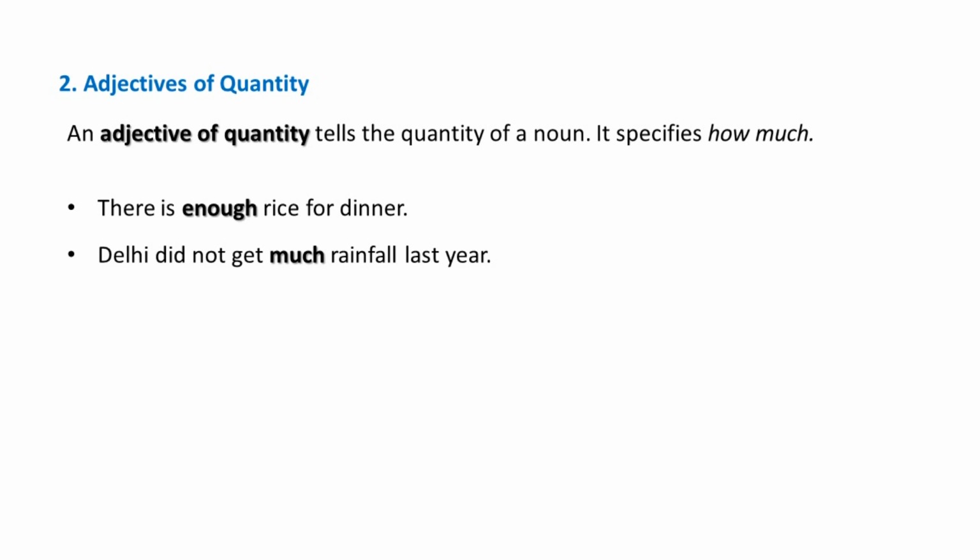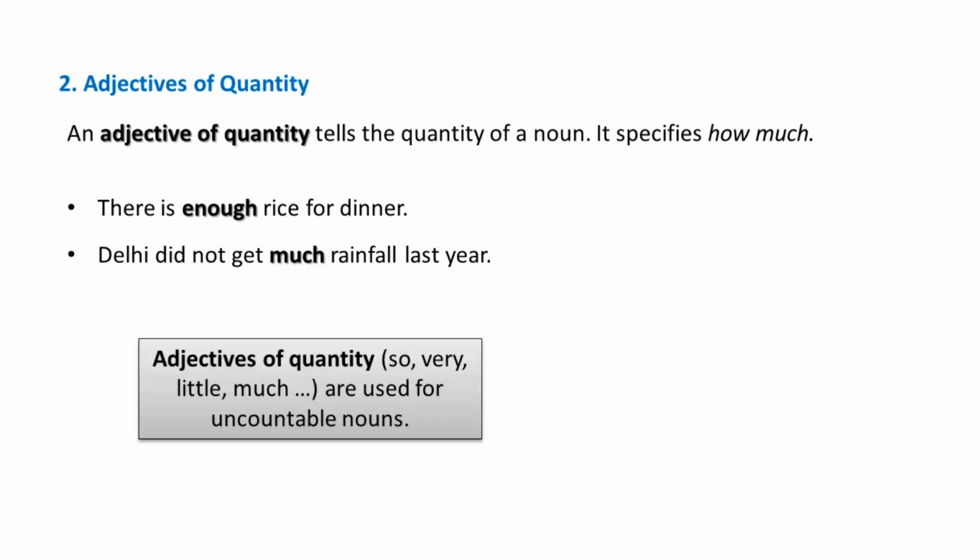One thing that you must always keep in your mind with regard to adjectives of quantity is that adjectives of quantity are used for uncountable nouns. Let us analyze these examples. There is enough rice for dinner. The adjective of quantity enough is used before the noun rice to describe it, and it is telling how much rice is there. Enough rice. You know that rice, we cannot count, we can only measure it. In the second example also, you cannot count the rainfall, you can only measure it. How much rainfall? Much rainfall. Delhi did not get much rainfall last year.